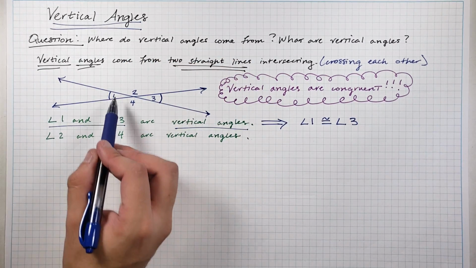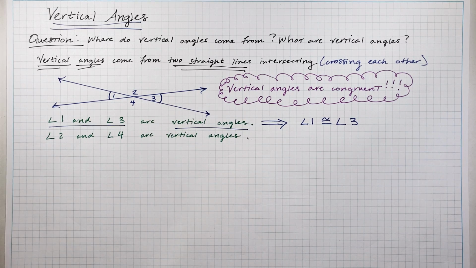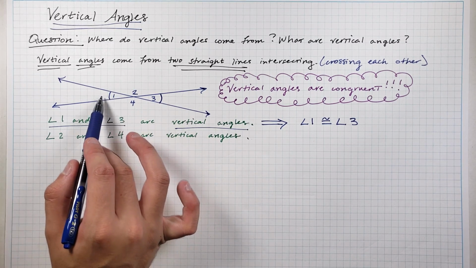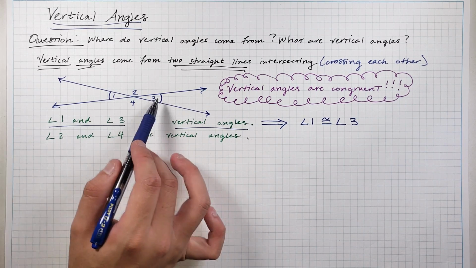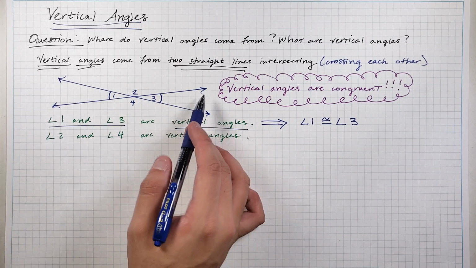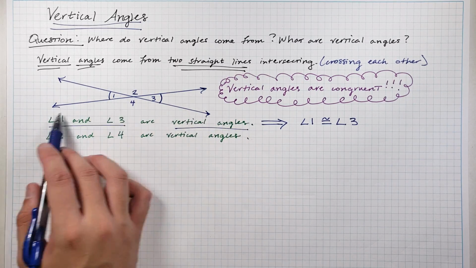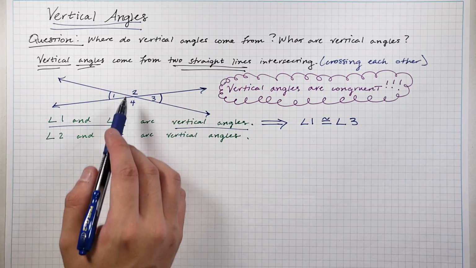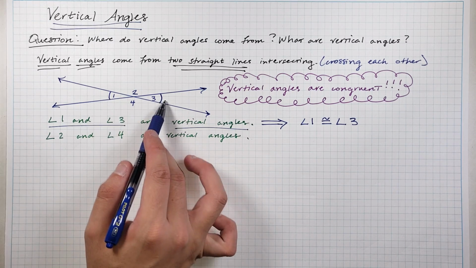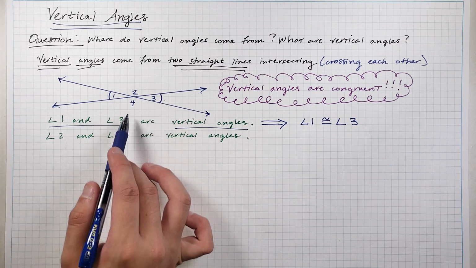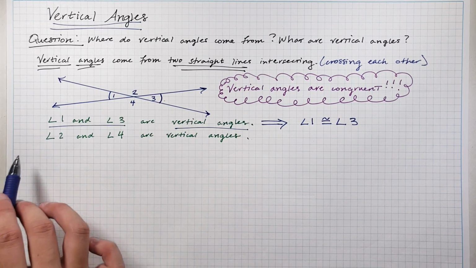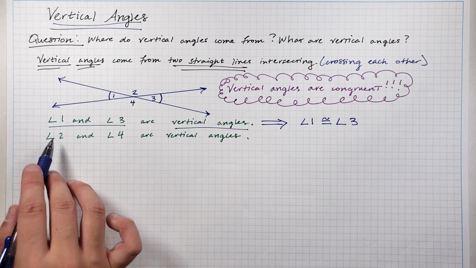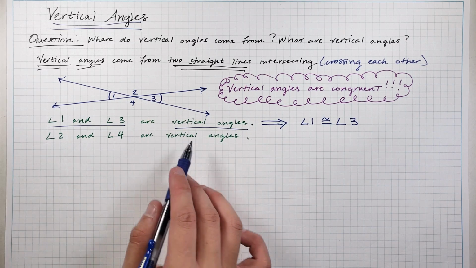All right, so 1 and 3 are congruent, because from two straight lines intersecting, we have two pairs of vertical angles. We have the pair 1 and 3 are vertical angles, and now we're going to have 2 and 4. So let's look at this next one. It says angle 2 and angle 4 are vertical angles.